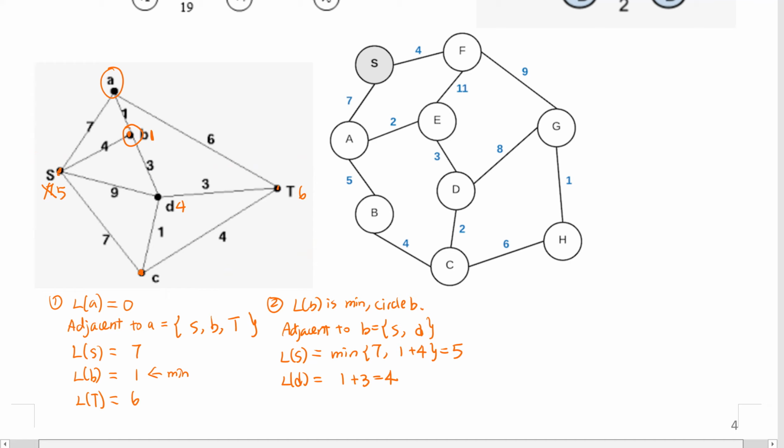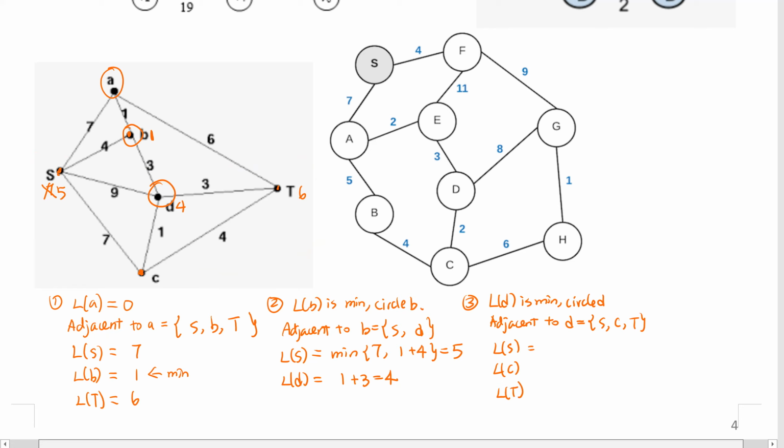So we can do step 3. D is minimum. So LD is minimum. We can circle the D. Okay, so circle the D. Now, what are the vertices that are adjacent to D? We have S again because it's uncircled, so we still need to include it. We have C and we have T. So LS, LC, and LT.